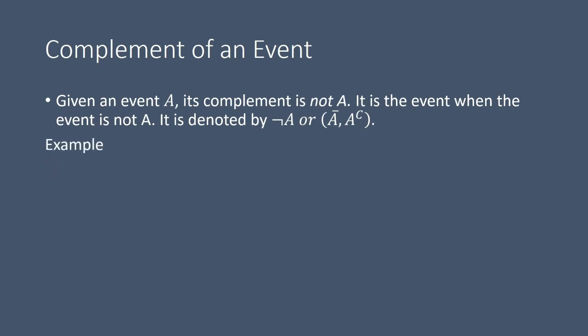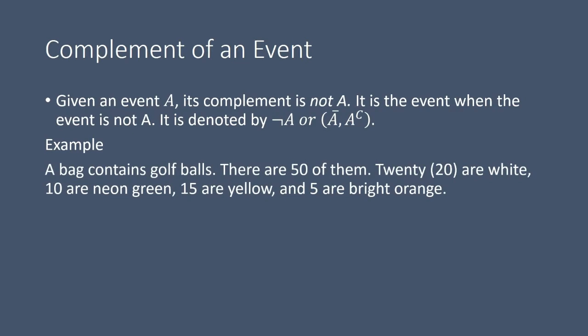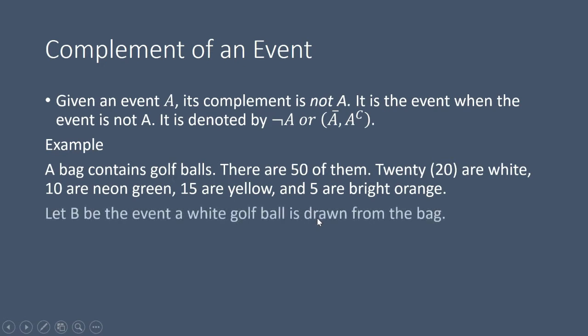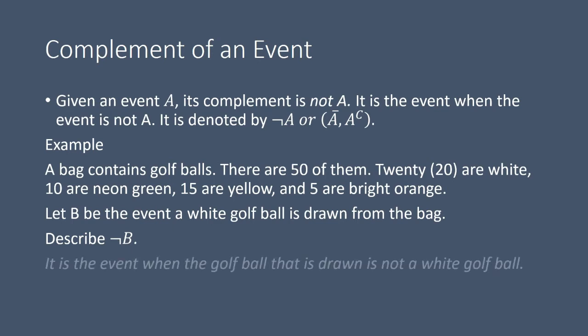For example, a bag contains golf balls. So this is our earlier experiment. There are 50 of them, 20 are white, 10 are green, 15 are yellow, and 5 are orange. If B is the event a white golf ball is drawn from the bag, describe not B. So what is not B? Not B is the complement of event B. So not B is the event when the golf ball that is drawn is not a white golf ball.